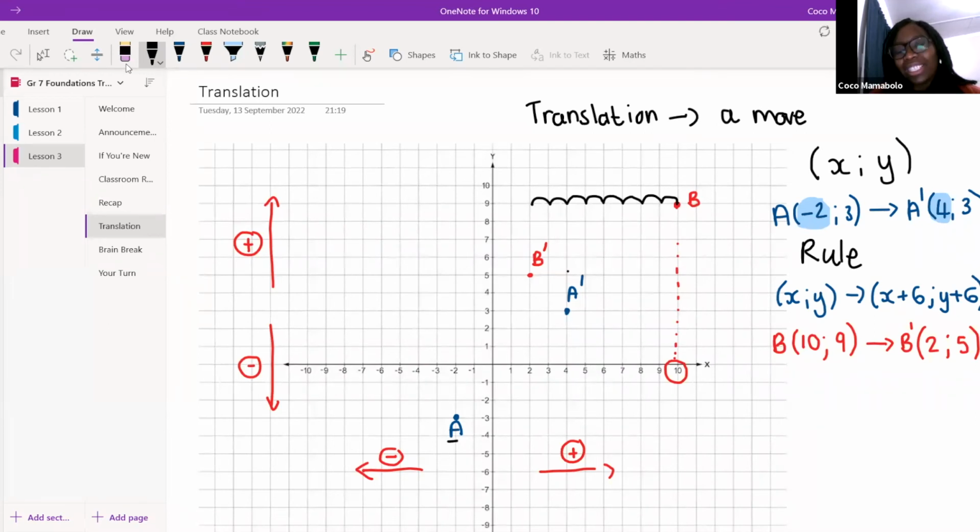See how I moved 8 times? Yes, ma'am. Excellent. So my rule is going to say that I took my X and my Y. What did I do to my X? And when I move left, do I minus or do I plus? Ma'am, when you move left, you must minus. Good. So how much did we minus, Roland? Minus 8, ma'am. Good. So I'm going to write X minus 8.